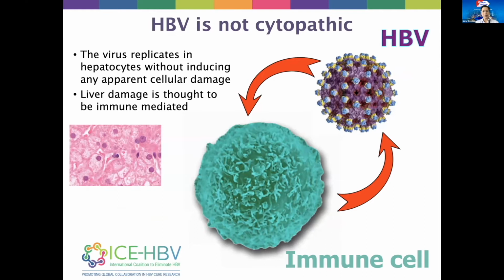So as I mentioned earlier, when the virus infects a child at birth, it doesn't damage the liver. There are very high levels of virus, and the liver looks perfectly normal. So the damage to the liver is actually done by the body's immune system.